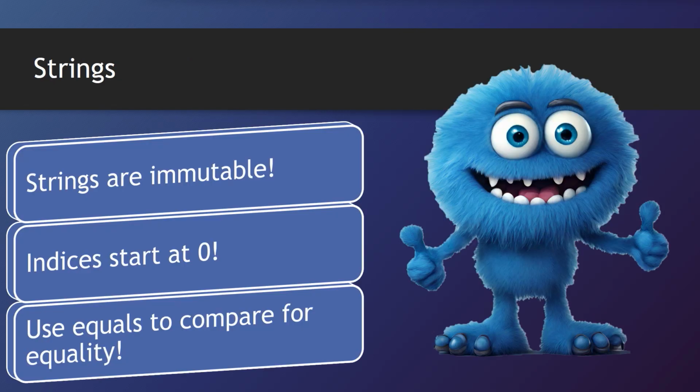Strings are something you'll use all the time in Java. We've talked about some common string methods, but there are many more to learn about if you visit the Java String API page. And keep in mind these key ideas you've learned about strings. Strings are immutable, string indices start at 0, and always compare strings for equality using the equals or equalsIgnoreCase method.